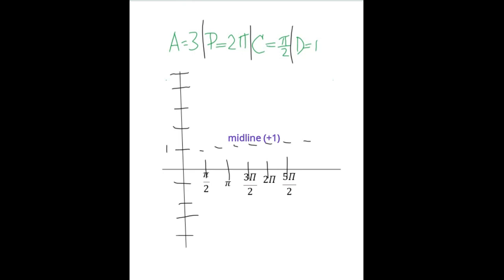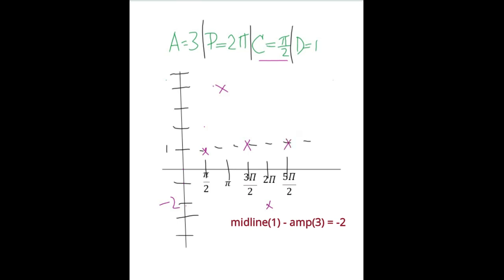Phase shift. So we're going to start at the midline at pi over 2 because that's what our phase shift says. Then we are going to go up. This is positive 3 because the amplitude says it's 3. So we're going to go 2, 3, 4. So over the pi, we would have our highest point. Then we're going to go back to the midline at 3 pi over 2. And then we're going to go down 3 positions, as our amplitude says. So we're going to go 1, 0, negative 1, negative 2. And then we're going to go back up to the midline here.